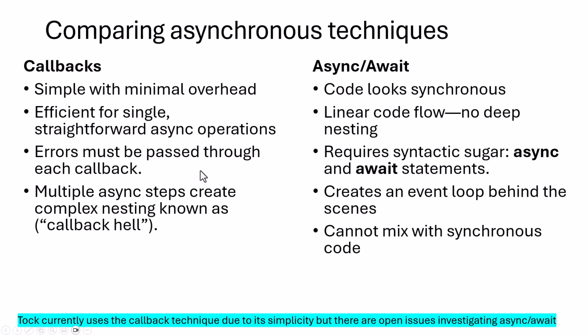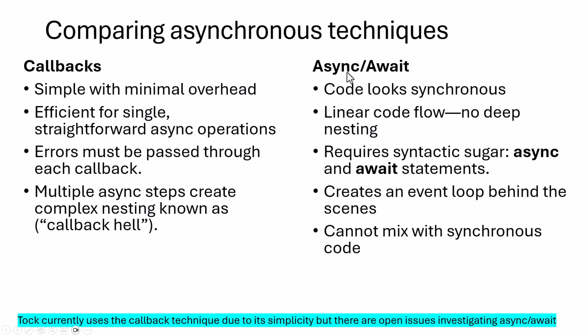One of the issues though is that errors have to be passed through each callback. So if there's an error, let's say it's not able to send the data and it passes back an error message, that's going to have to be passed back and handled in the callback. The other point of concern is that when there are multiple steps, like sending data and then doing something else asynchronously, you have to start nesting callbacks, and that becomes rather complex. It can be difficult to debug, and it's often known as callback hell.